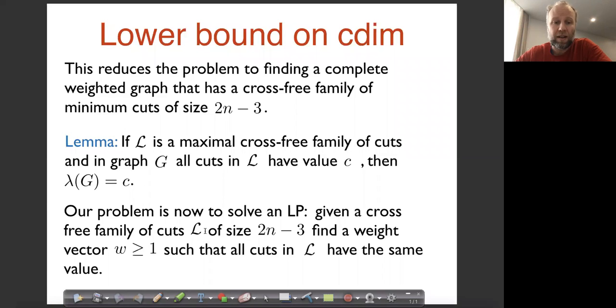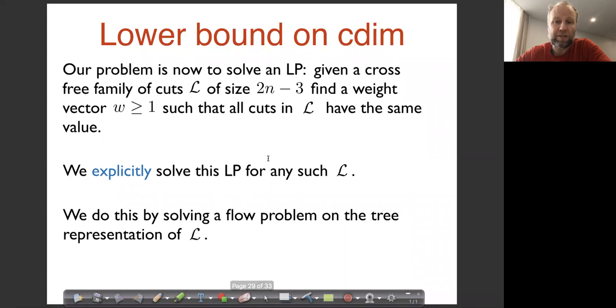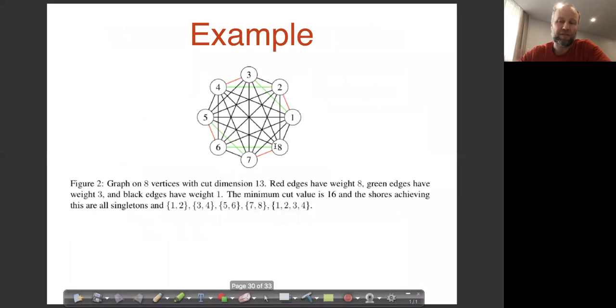Okay. So this is a linear program, and we actually are able to explicitly solve this linear program. We basically do that by, again, starting out with this cross-free family of cuts of size 2n minus 3. We look at the tree decomposition of the shores, and we view this linear program as a flow problem on this tree, and we're able to solve that flow problem explicitly. So just to give you an example that we can solve this problem.